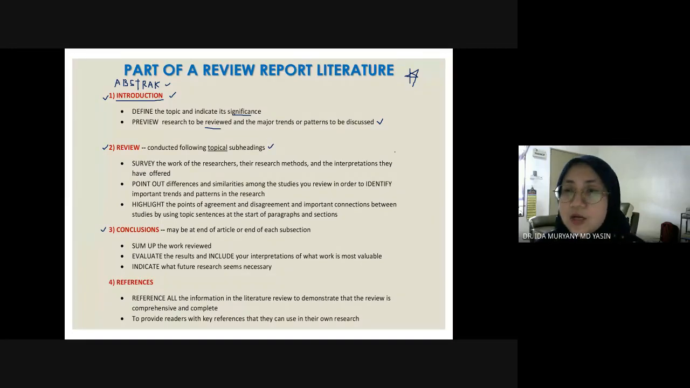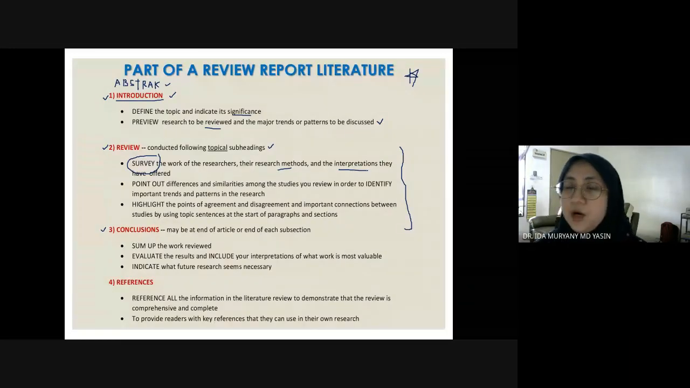So this is the very important part, dia panggil body report, the body ni. Ni yang you nak kena study banyak. Okay, you kena survey the work of researchers. You kena cari banyak jurnal yang relate dengan you punya study. Okay, you kena survey dia punya research. Dia buat pasal apa? Dia guna method apa? Dia research method, and then the interpretation they have offered. Okay, bila dia buat research ni, dia guna method ni, apa outcome of their study.